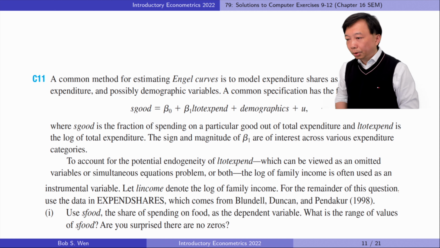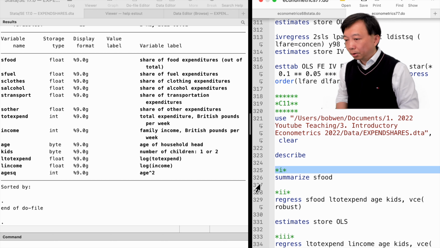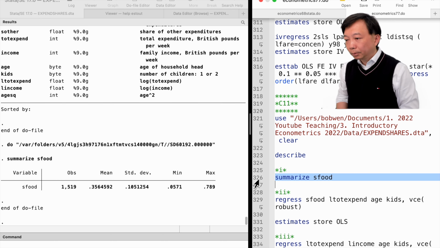In part 1, use s_food, the share of spending on food, as the dependent variable. What is the range of the values of s_food? Are you surprised that there were no zeros? We use the summarize command in Stata to obtain information on the variable. The range of the share of spending on food is from 0.0571 to 0.789. There is no zero because food is a basic necessity.